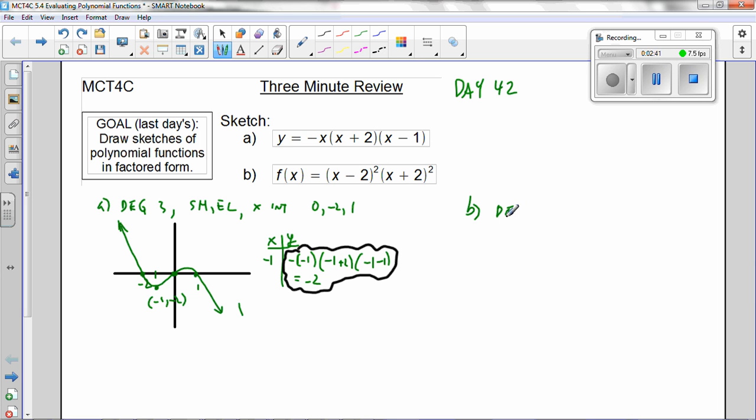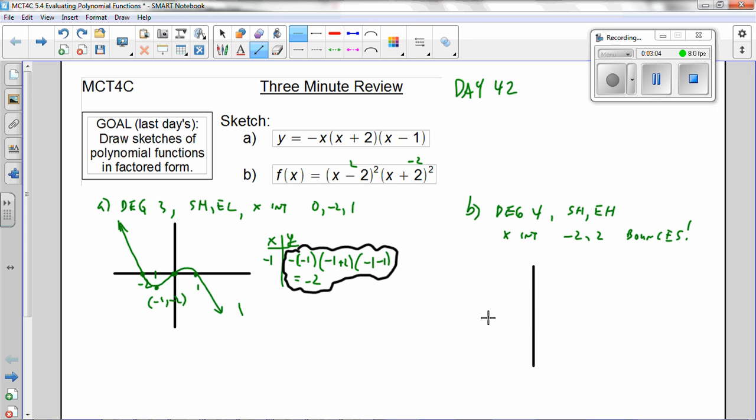That's degree 4. Leading coefficient is positive. I don't see any negatives hanging around, so it starts high and ends high. And I got x-intercepts at -2 and 2. That one's a 2 and that one's a -2. And both of them are bounces. And so hopefully I can sketch this pretty quickly. -2 is over here. +2 is over there. And it starts high and ends high. So this is a bounce there, bounce there.